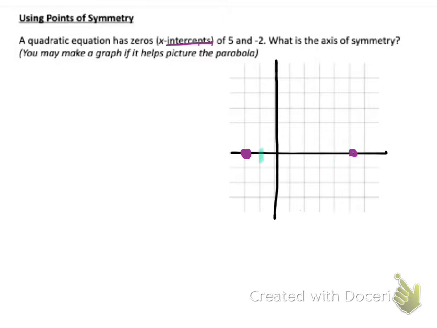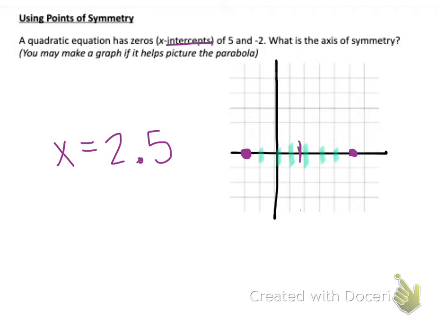So we can work our way in until we find the middle. I'm going 1 unit in each direction. Then I go 2 units in that direction. Then I'm going to go 3 units. And my midway point is going to be dead smack in the middle between those two x values. So my axis of symmetry is going to be at 2.5 for this problem, because that's halfway between 5 and negative 2.